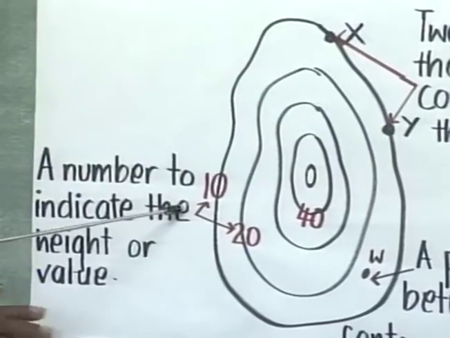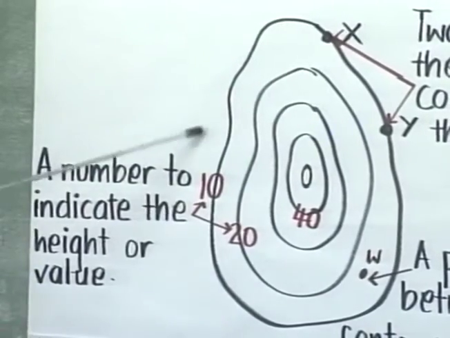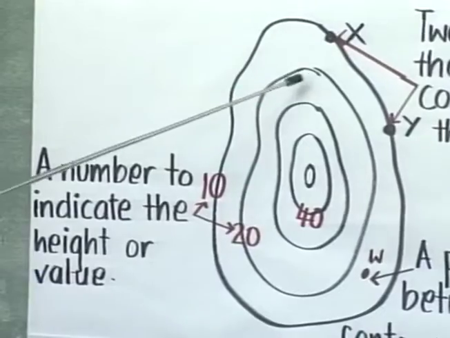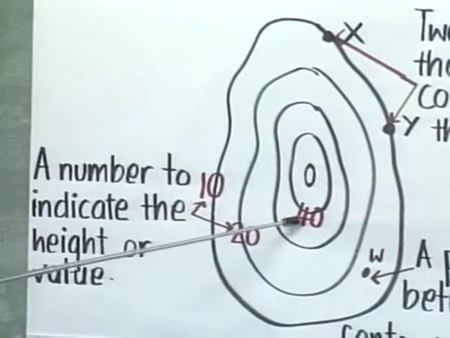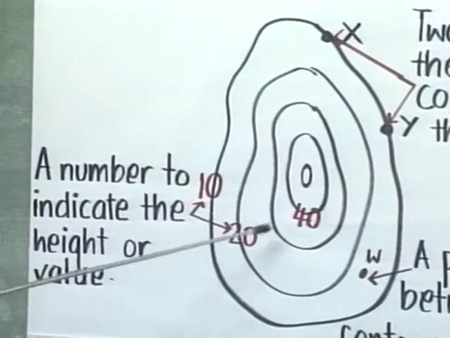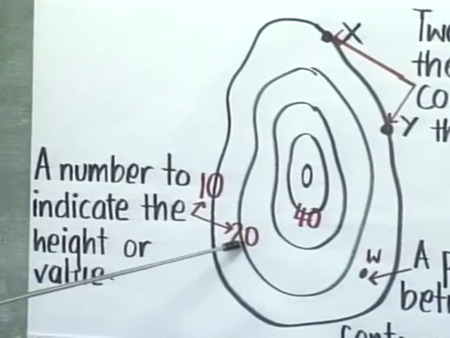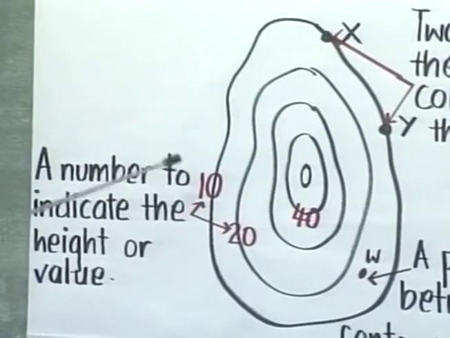If you look at the information on the chart here, you can see circular lines which join up places of the same height. They are referred to as contours. And those lines have values or numbers on them. And those numbers represent the height of the land.